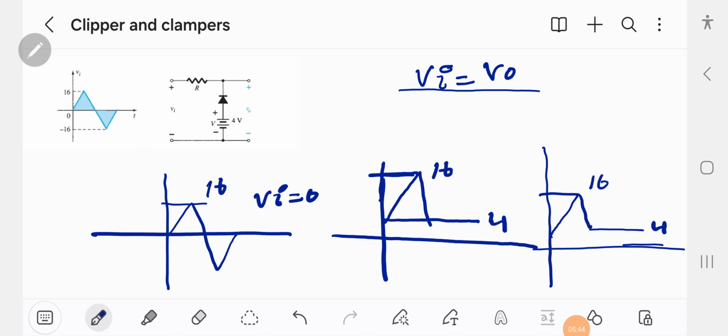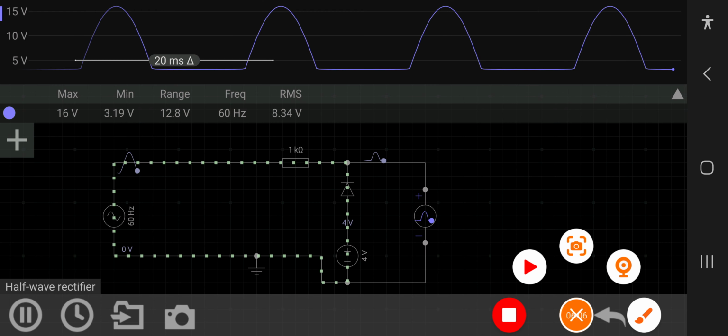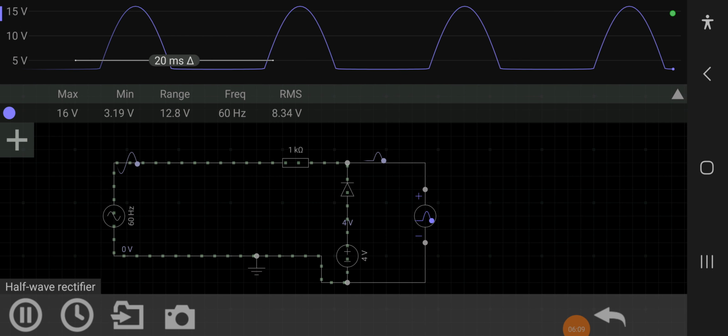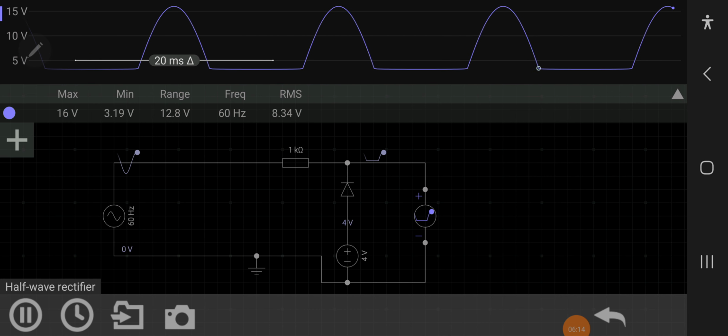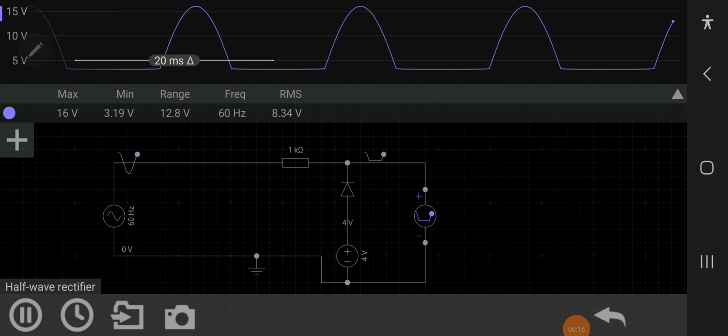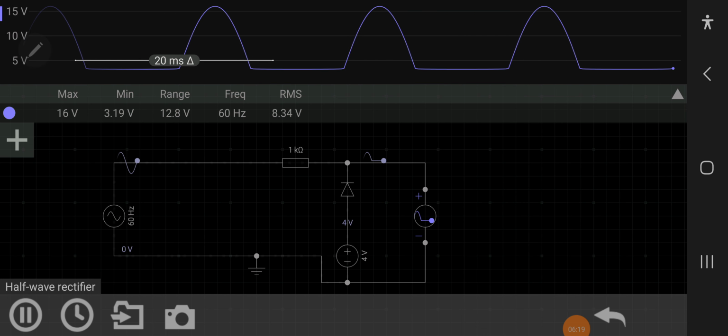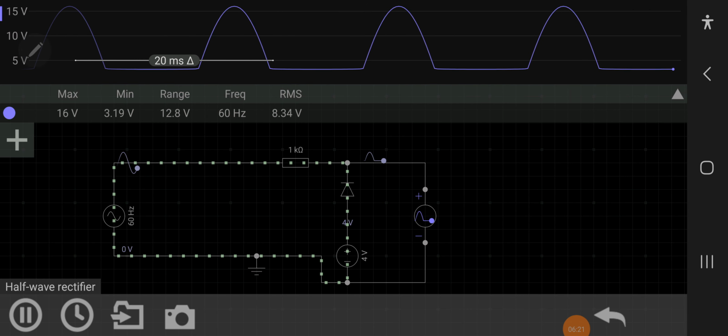And 4 volt is constant for both the swings, positive and negative. So when the diode is on, we are getting only a constant voltage of 4 volt. So let's see the simulation of this circuit. Now let's look at the pulse. We are taking a constant voltage of 4 volt here and a complete pulse of 16 volt.